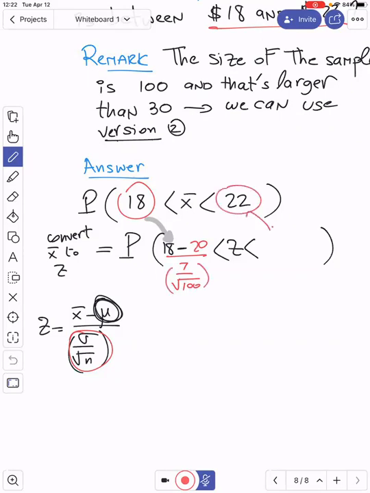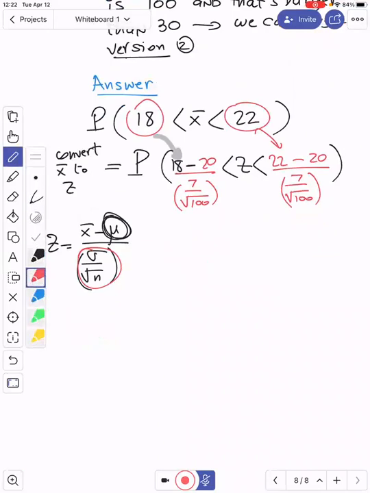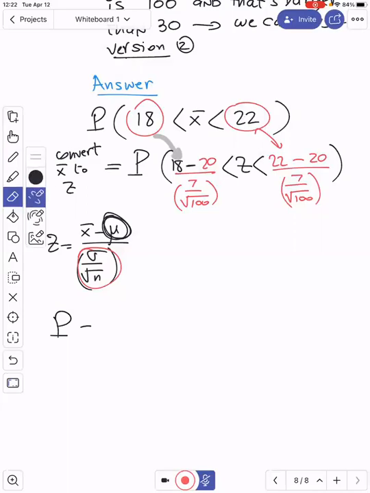And same thing on the other side. So it's 22 minus the same number, mu, over 7 over square root of 100. Now, guys, take your time when you compute these fractions. First, subtract in the top: 18 minus 20 in the top, that's -2. And then we have this 7 over square root of 100.